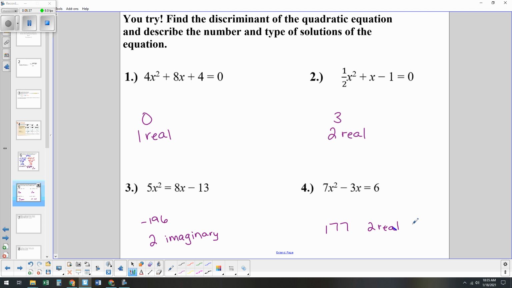All right, so those are our answers here. For number 2, it's okay that we had a fraction here, right? Because when I did b squared minus 4 times a times c, this 4 times a half just became 2, right? So it was 1, 2 negatives was plus, 2 times 1 is 2, and that's how I got 3.